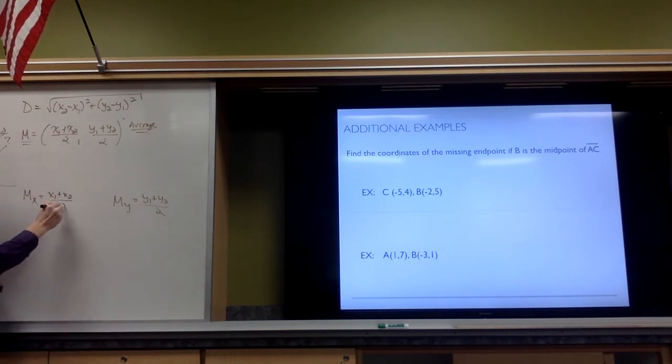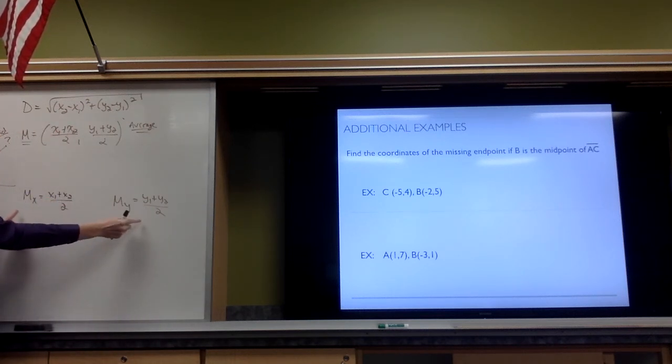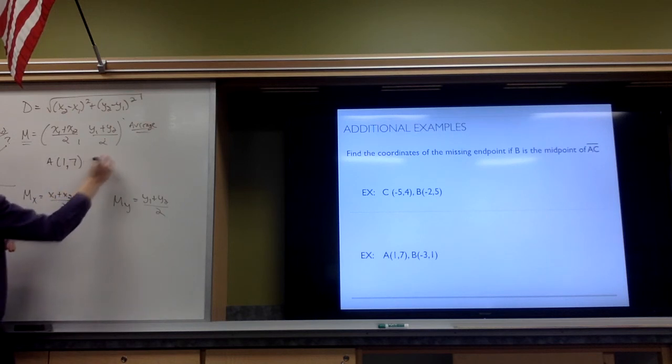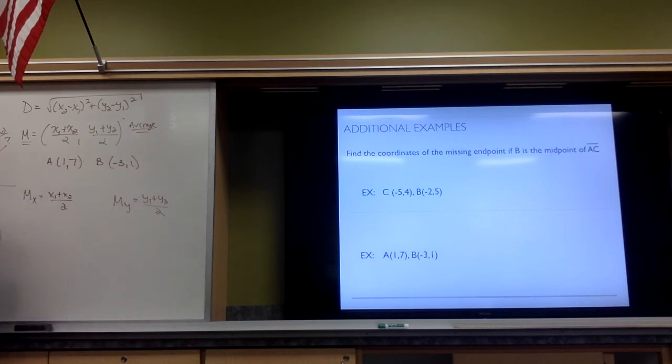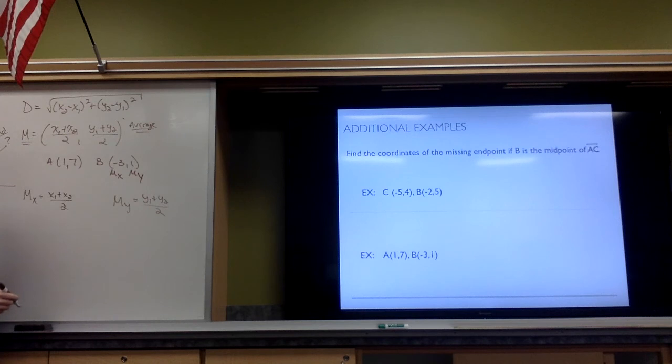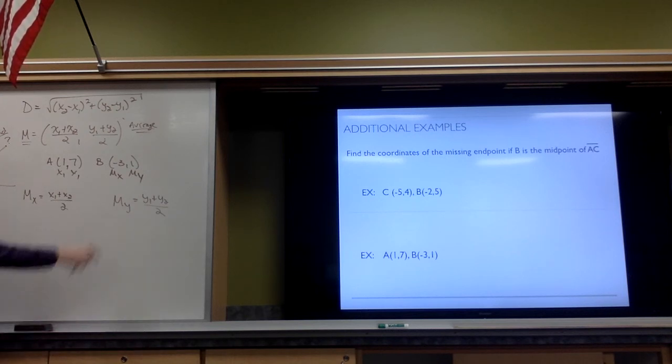I'm going to erase this, and I'm going to leave this. So if you want to, like in your notes, if you want to say find a missing endpoint, these are the formulas you want, you can do that. So my new points would be 1, 7, and then B is -3, 1. Once again, B is my midpoint. It tells me that in the problem. So these are my midpoint x and y coordinates, and then here's my first point's coordinates. And I want to find this guy. I want to find where my destination is ending at.